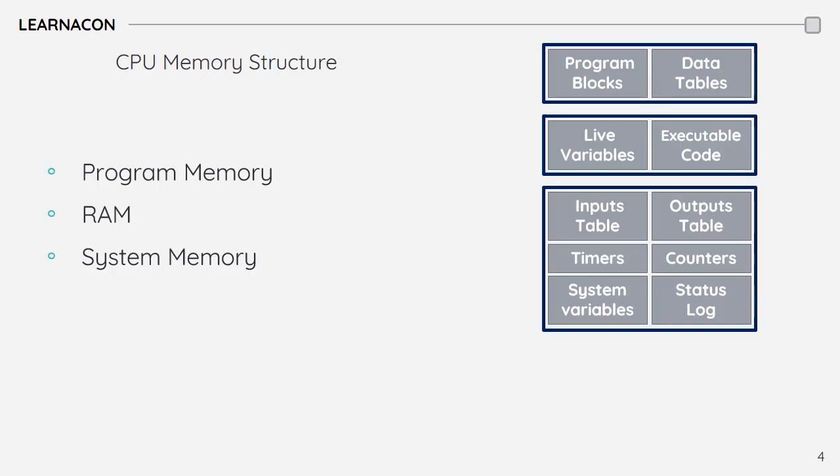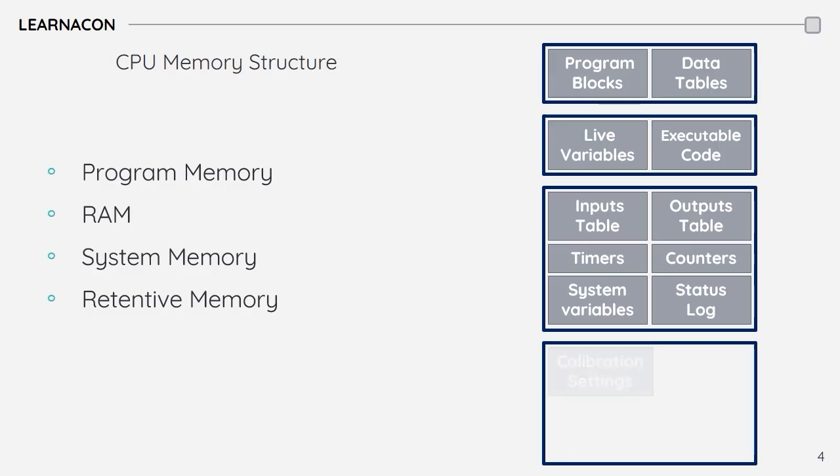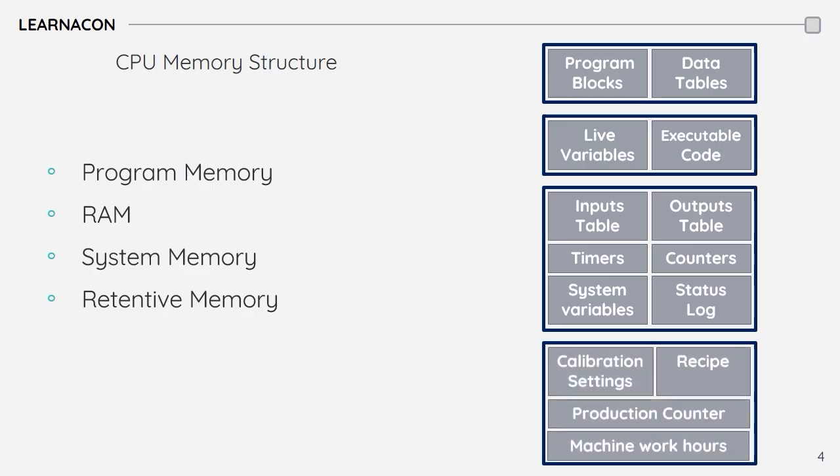Every CPU may offer a certain part of its memory in a retentive format. The content stored in retentive memory is not lost by a CPU restart or power cycle. Retentive memory is a good choice to save calibration data and recipe parameters, and also keeping track of machine working hours. But please note that every time you download an application, the content of your retentive memory will be deleted.